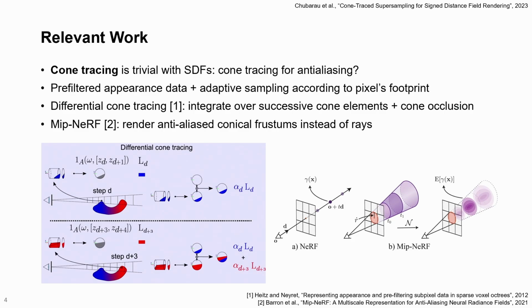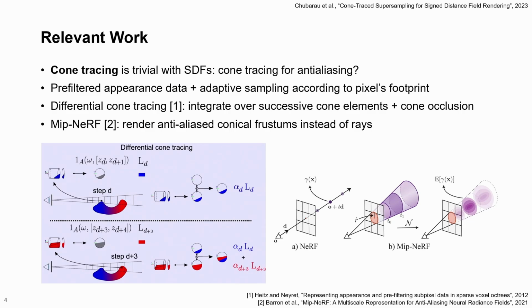The original paper on sphere tracing actually considers its application to anti-aliasing. Since SDFs make cone tracing very easy to do, you just need to compare the cone radius to the current SDF value. And when you combine that with appearance pre-filtering, you can do some special adaptive sampling schemes as well, to essentially consider volumes as opposed to just points.